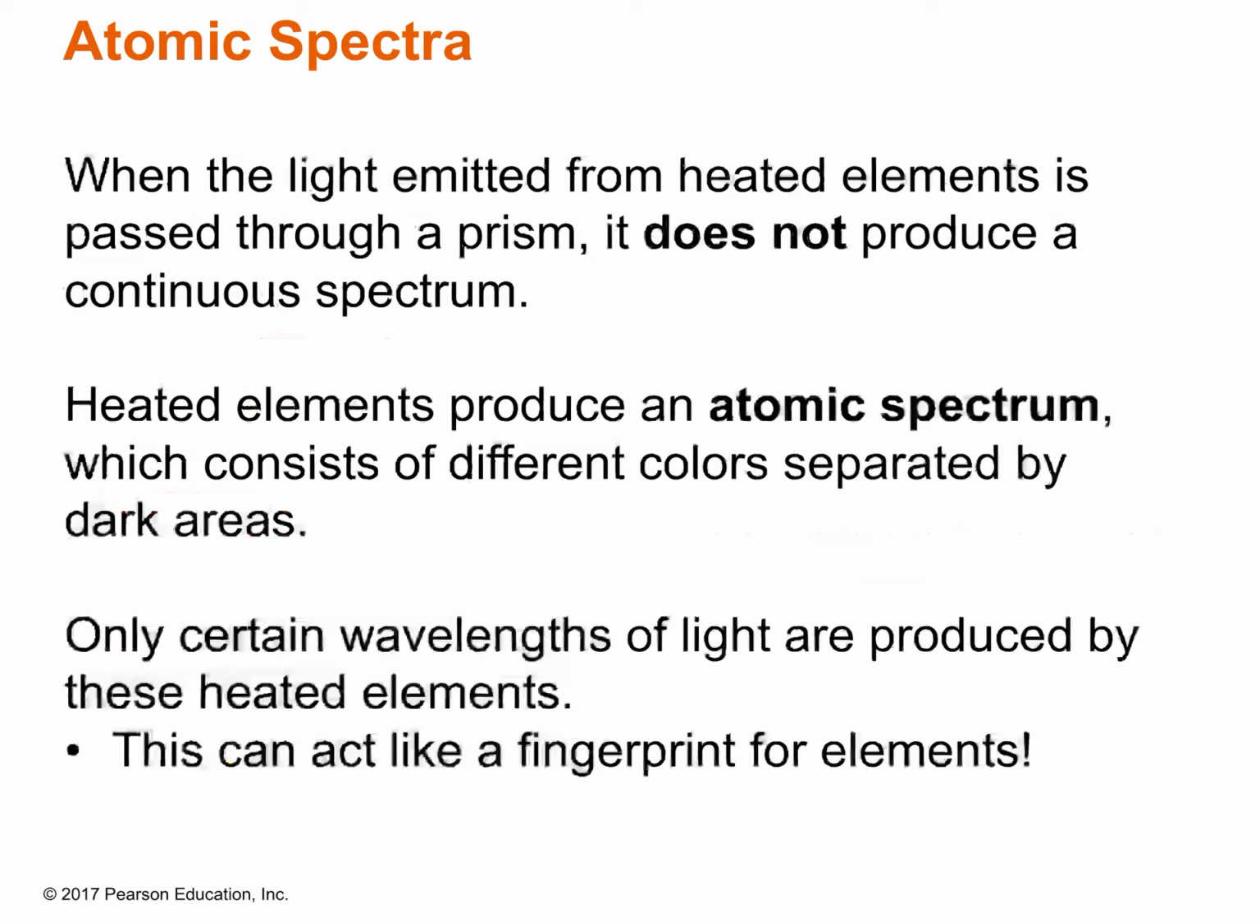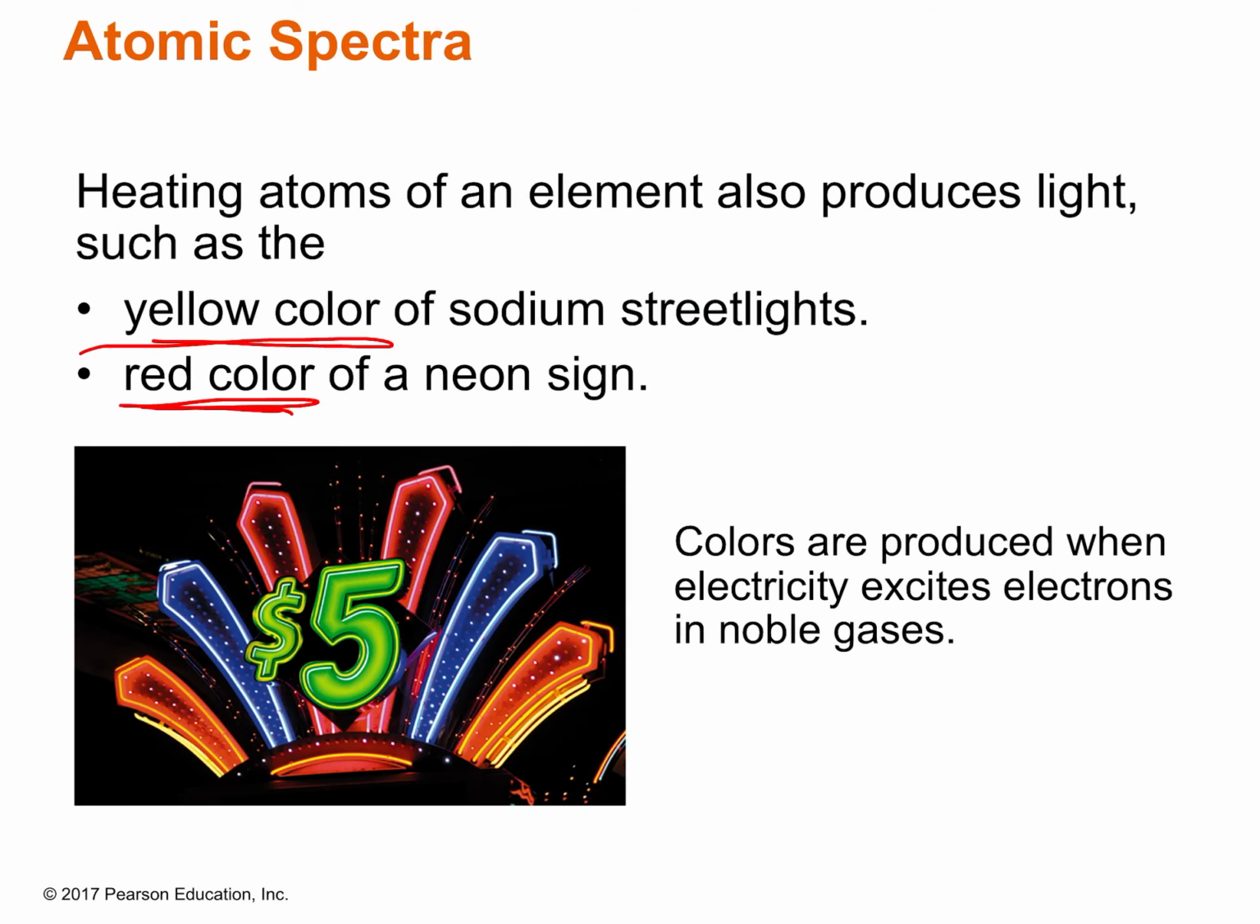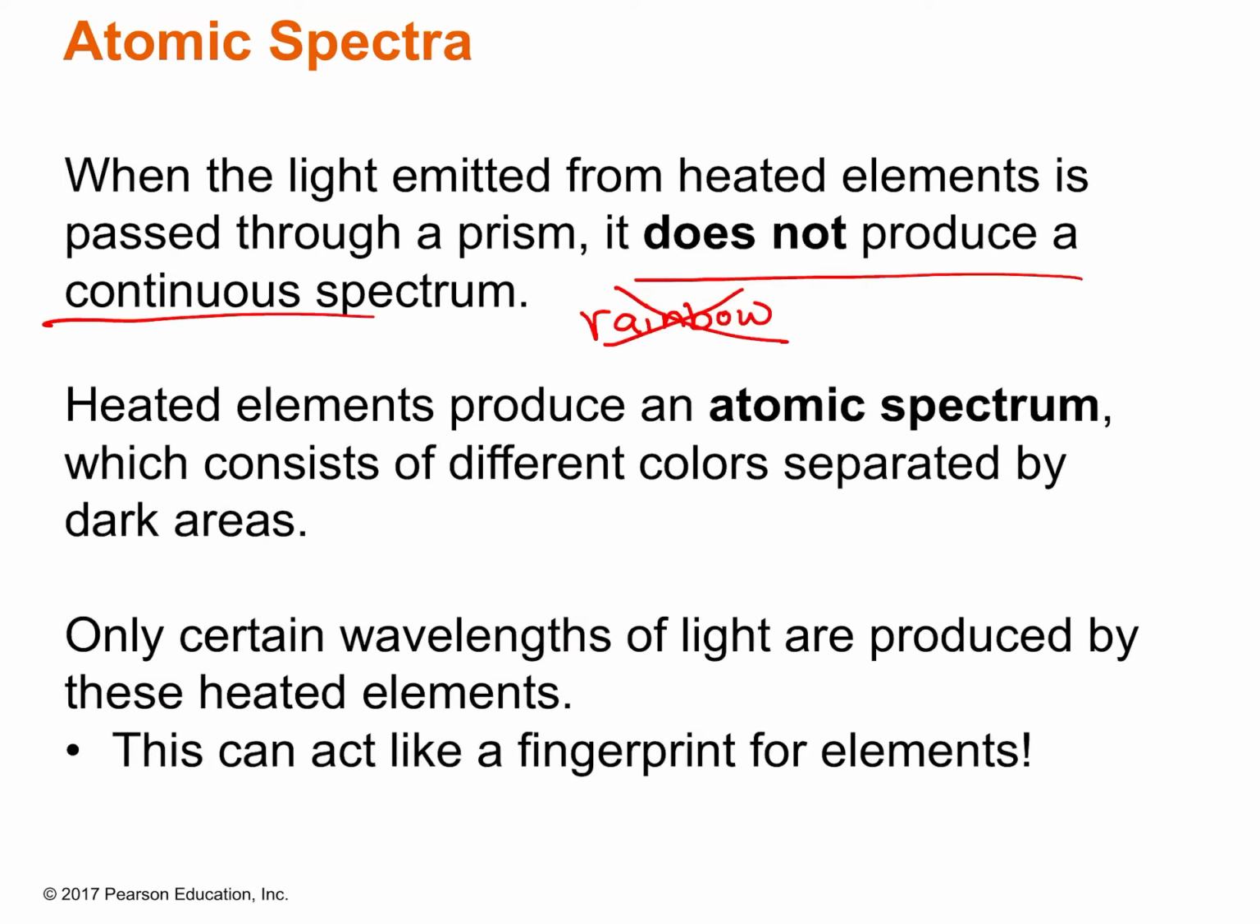So the light is emitted from a heated element and passed through a prism. We don't get a continuous spectrum. We don't get a rainbow. Okay, and this is because it's not white light. It doesn't contain all of the colors of visible light. It only contains specific colors. So if it's showing red, it actually will have more colors than just red or just yellow. Red might be the dominant color or yellow might be the dominant color, but it doesn't produce a rainbow. It will produce really specific colors that are separated by dark areas.